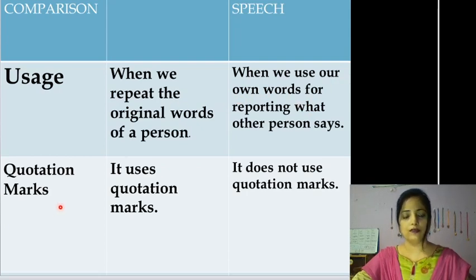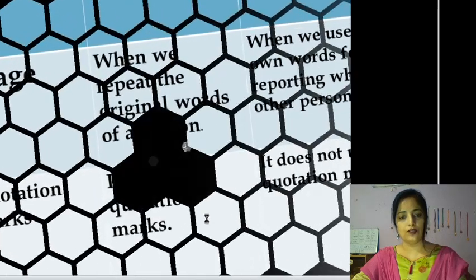Next point of comparison, quotation marks. Direct speech uses quotation marks, double inverted commas as we commonly say, whereas reported speech does not use quotation marks. Let's have a look at the new slide.